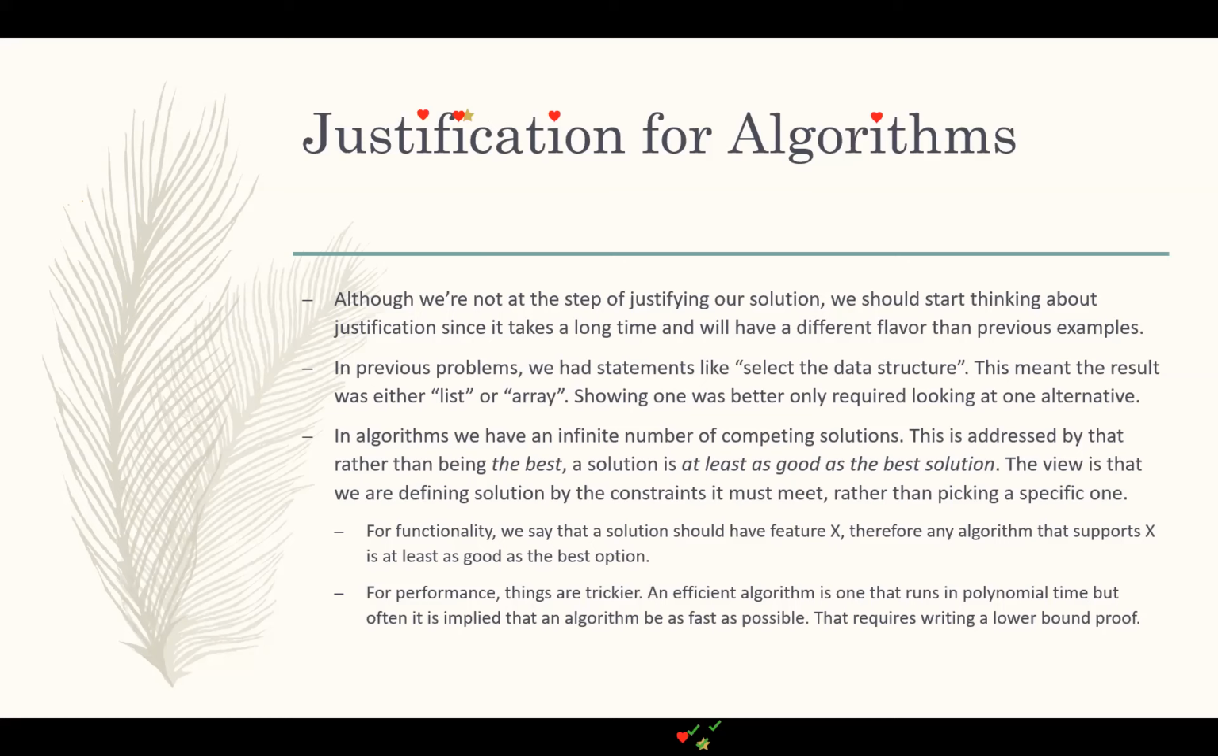So if any algorithm supports that feature X, it's at least as good as the best answer, right? So it's: do I have it or do I not have it? That one's not too bad. For performance, things are a little bit trickier.